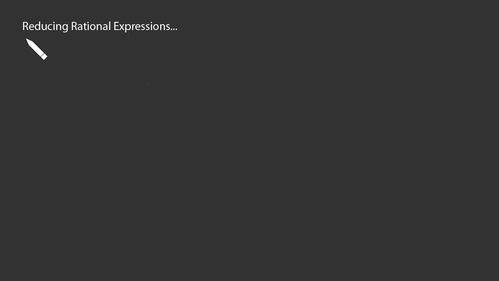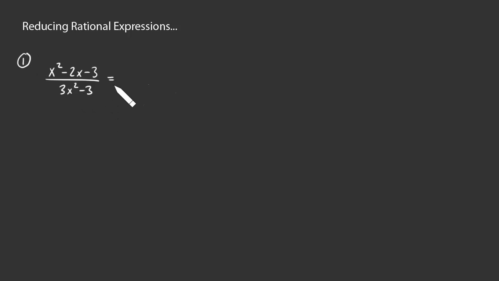Okay, let's take a look at a couple of examples of reducing rational expressions. Of course, a rational expression is simply a fraction where the numerator is some polynomial, like x squared minus 2x minus 3, and the denominator is also some polynomial. Okay, so this is example number 1 here.